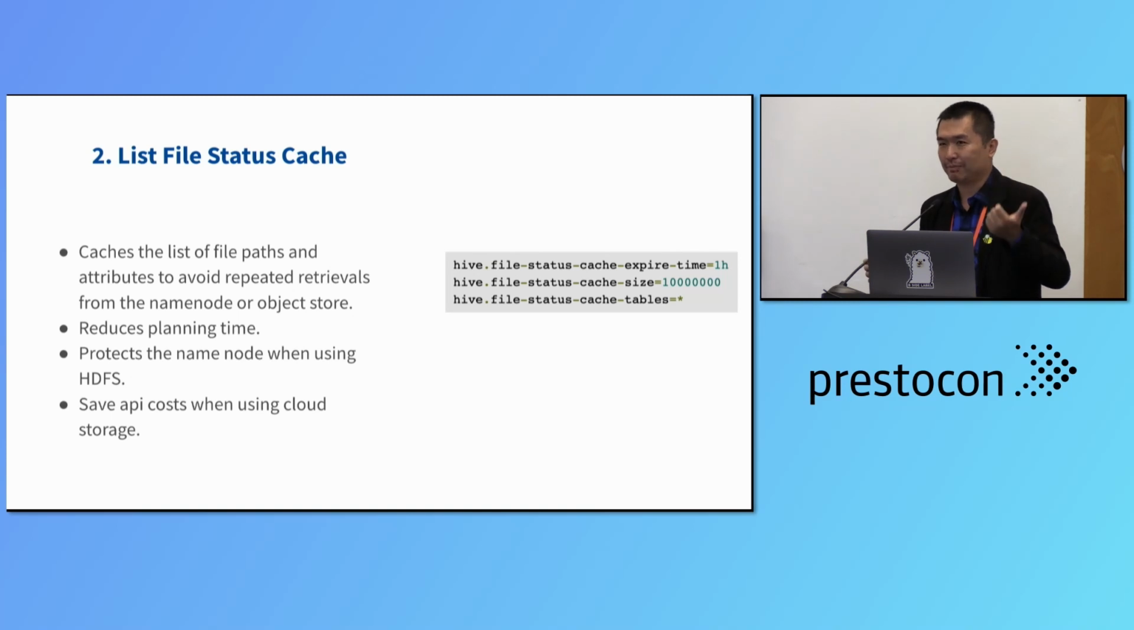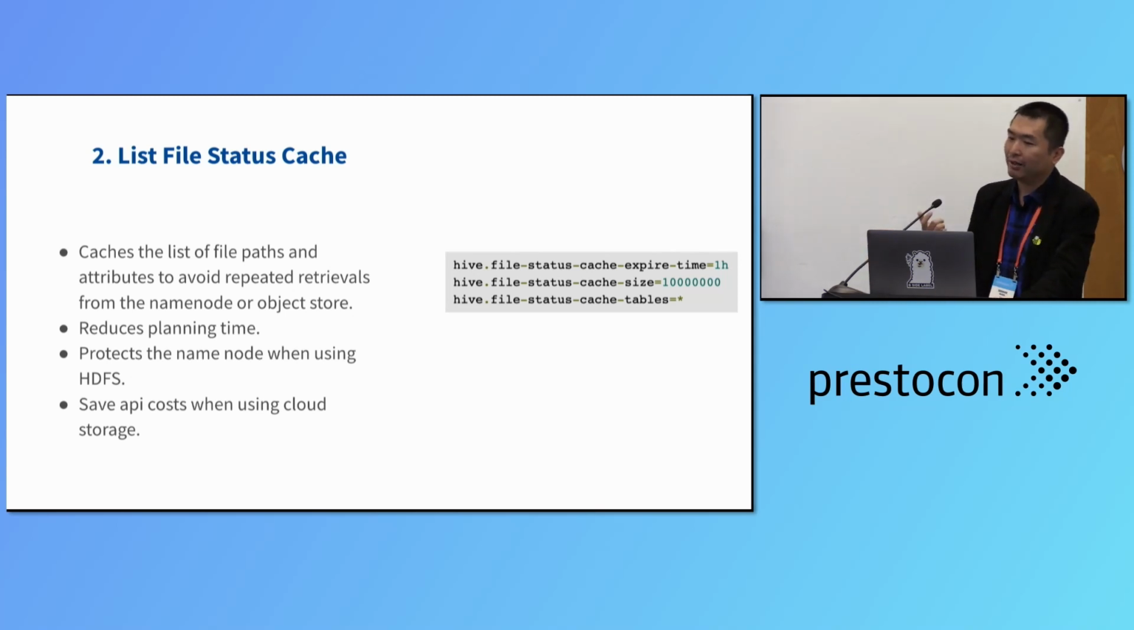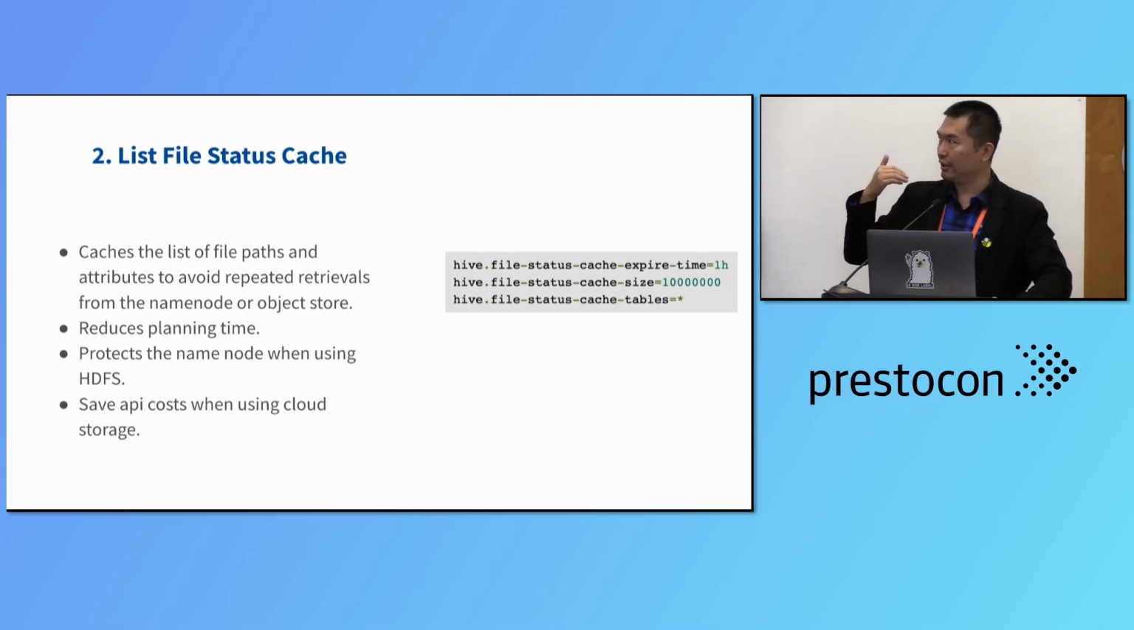That's why we have Aspen, that's why we have Hudi. But somehow, at some point, we still need to do the list. So in this case, we can enable the file status cache to cache the list result from your HDFS or from your cloud storage.